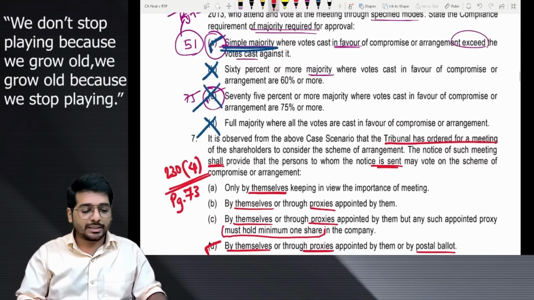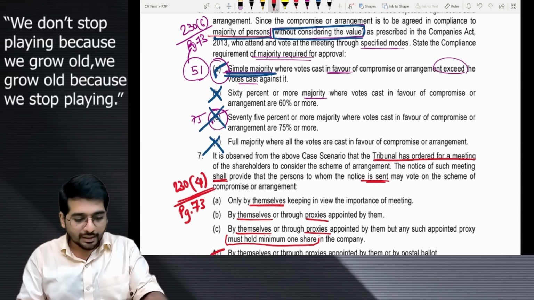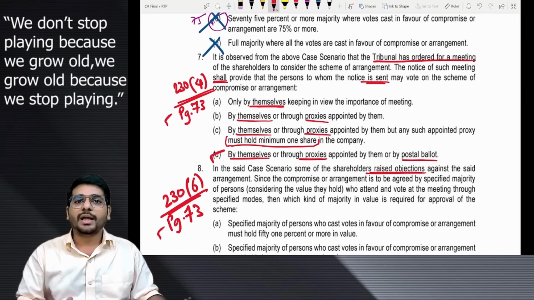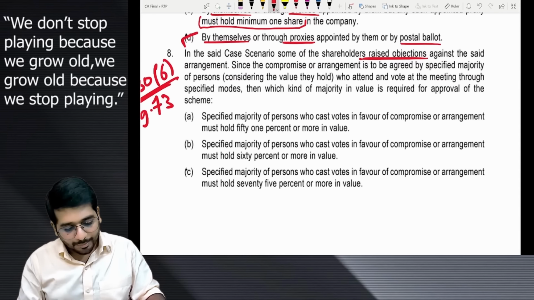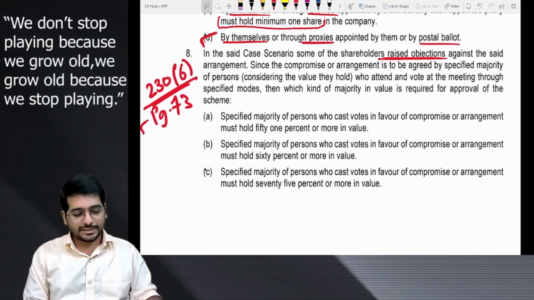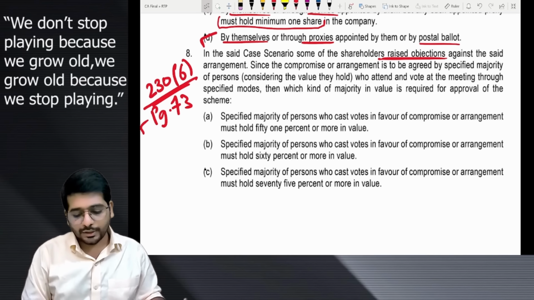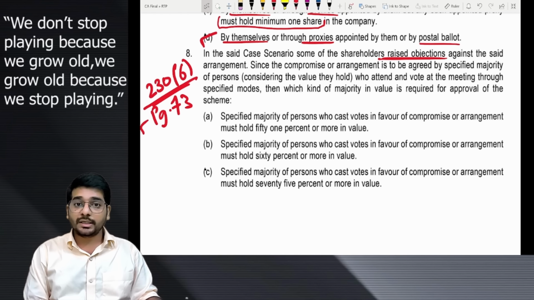Imagine the three answers given by the institute, the top three MCQs of this descriptive. Page 73 of my book. Everything is from a single section, all the answers given on a single page. Let's see what the provision says. They are saying, since the compromise arrangement is to be agreed by a specified majority of persons, considering the value.